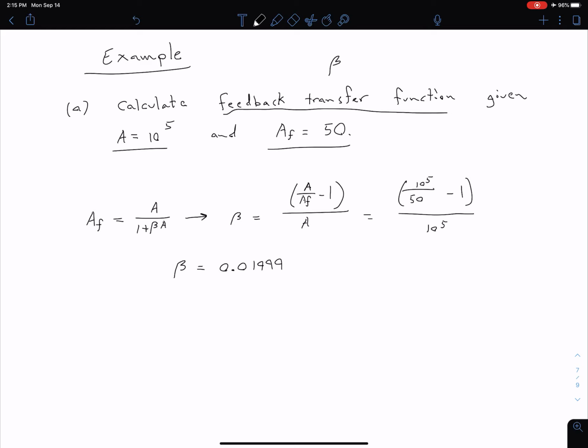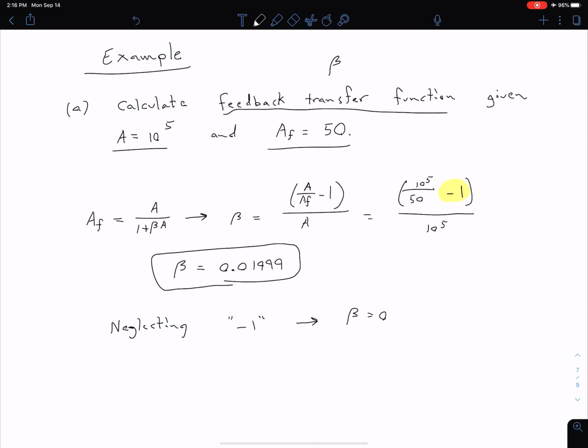0.01999, so 3 nines. And so this would be the answer for the first part. This is a pretty typical value of beta. One thing that we can note is that if we had neglected this -1 term, I'm referring to this -1 here, what we would have gotten then is our beta equals 0.02. So we can see, of course, that's a pretty good approximation to 0.01999.